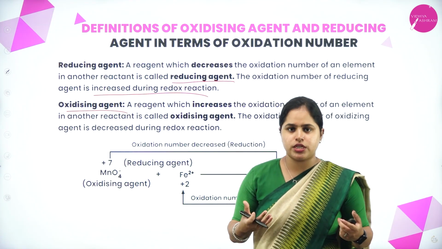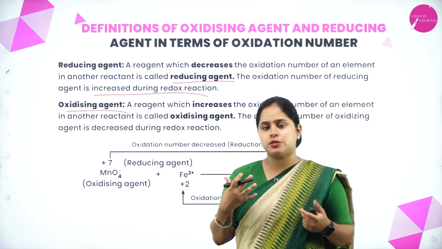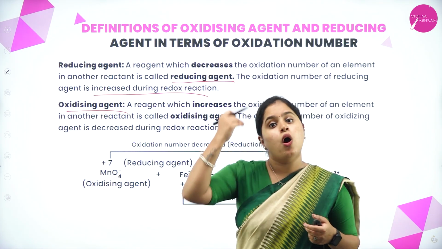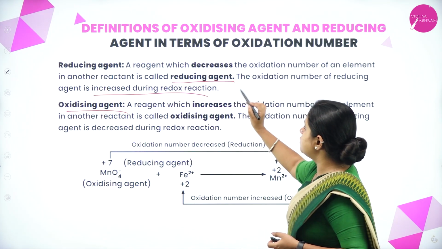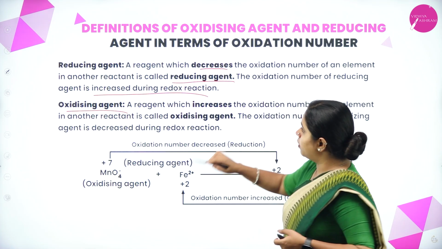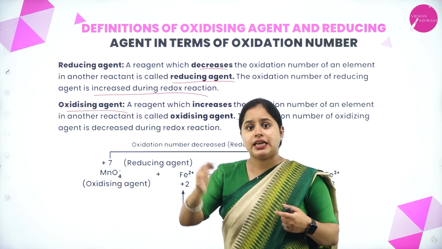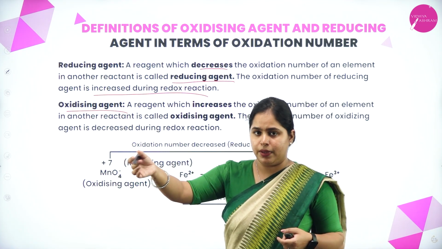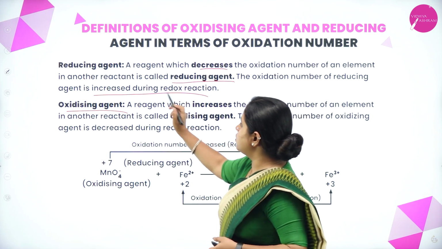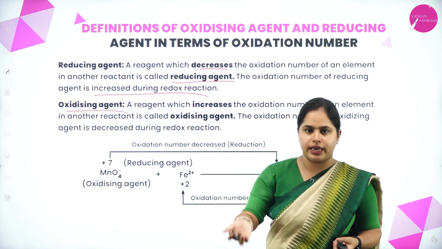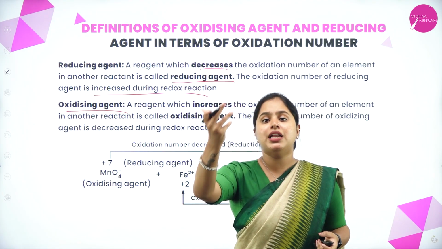So what was the reducing agent? Reducing agent is basically the compound which undergoes oxidation, right? So what is written here? Reducing agent is a reagent which decreases the oxidation number of another element. It decreases the oxidation number of another element, but it itself increases its oxidation number. So in the reducing agent, what happens? It gets oxidized. That is, its oxidation number increases.